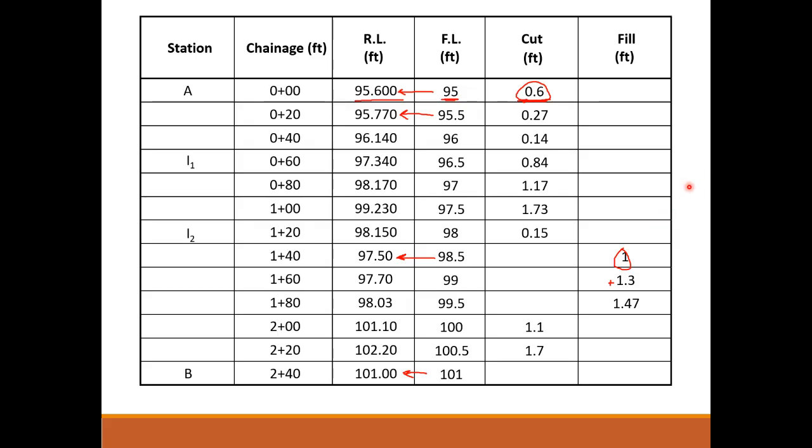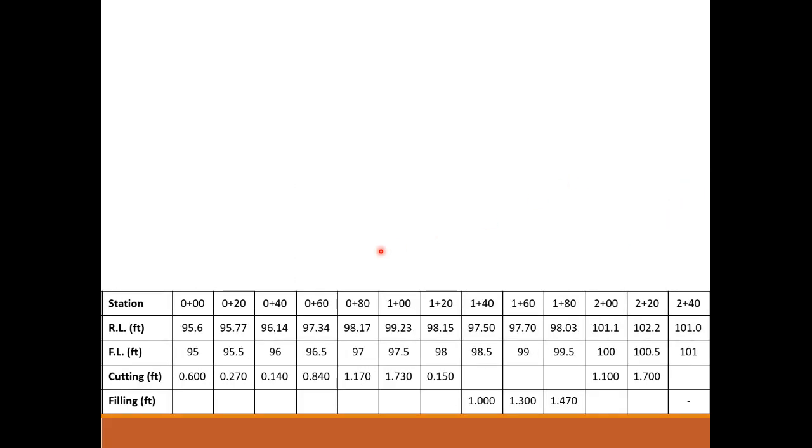Okay, so now there's time to represent all these values graphically. This is how the table should be made first. These all are the values taken from the previous two slides. Okay, we just mention all these values in this slide. First row is indicating the station or the chainage 0 plus 00, 0 plus 20 up to 2 plus 40. Second row is indicating the reduced level starting from the point 95.6 up to the last point at B, which was 101.